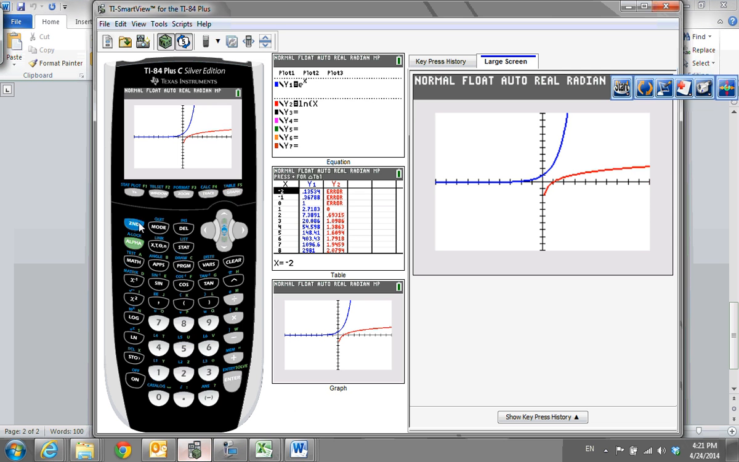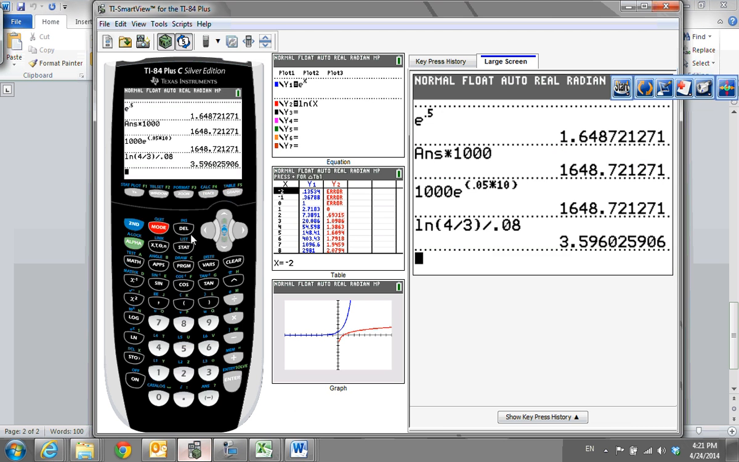So we're just going to put that whole thing in the calculator. I think I have it. I'll go back a second. Oh, right there, yeah. 1,000 e to the 0.05 times 10, you get 1648.721271. I would round it to two decimal places because we're dealing with money here. So 1648.72.